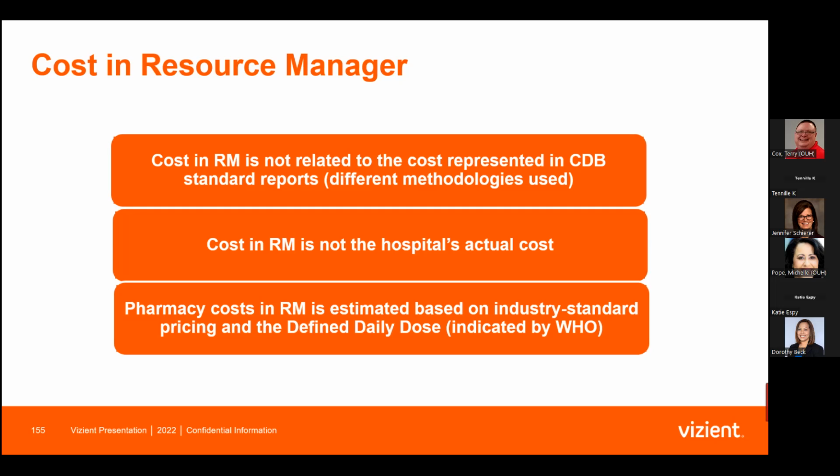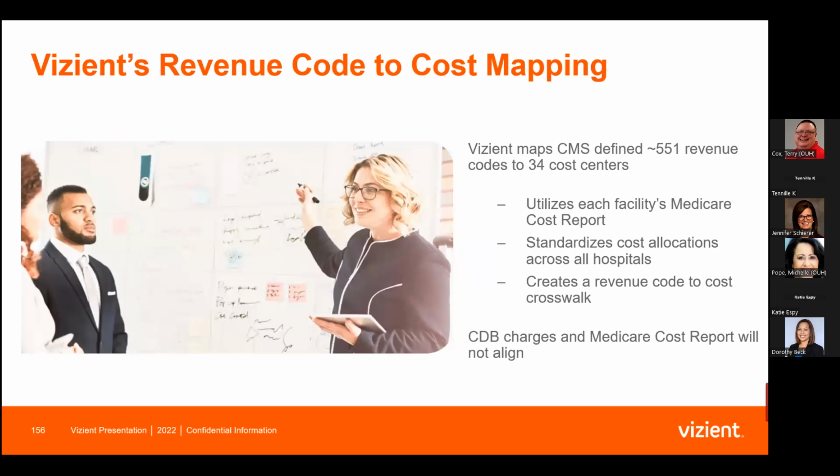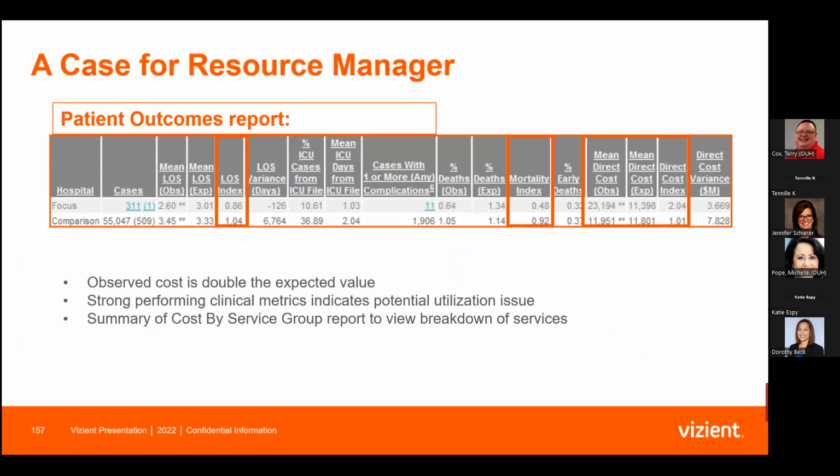It's just your normalized number, so you can benchmark. And then many times the dollar amount that you'll see will not be associated. You'll not see dollar amounts except for the pharmacy category, and I'll show you later. And it's based on the defined daily dose.